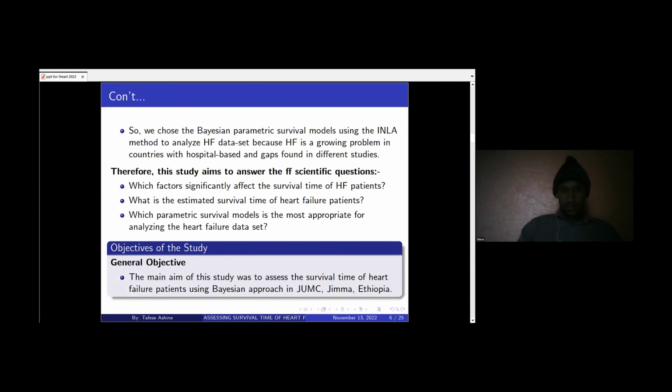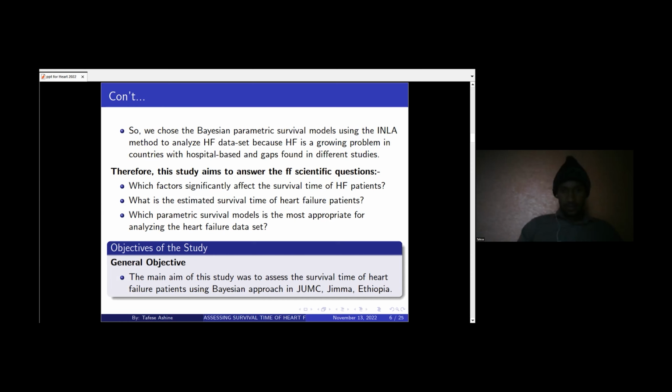Therefore, this study aimed to answer the following scientific questions. The first question is which factors significantly affect the survival time of heart failure patients? The second question, what is the estimated survival time of heart failure patients? The third one is which parametric survival model is most appropriate for analyzing survival heart failure data sets?